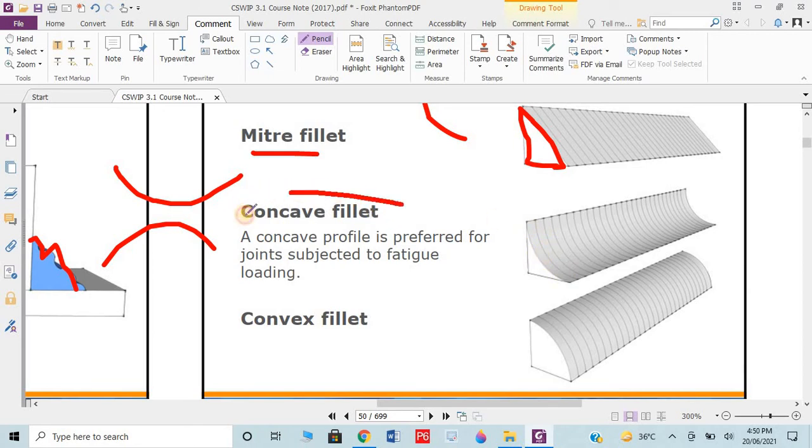And this is the most important, most ideal and realistic welding which is normally used in the industries. This is a very important point and normally comes in the exam. Which fillet weld is preferred to be performed in the joints? Then simply answer the concave fillet weld. Or the question could be, which joint is normally preferred for fatigue loading?